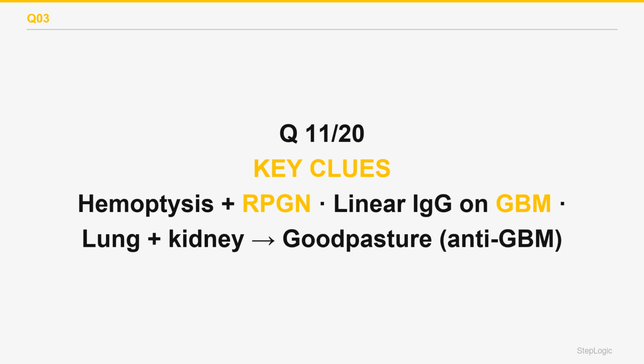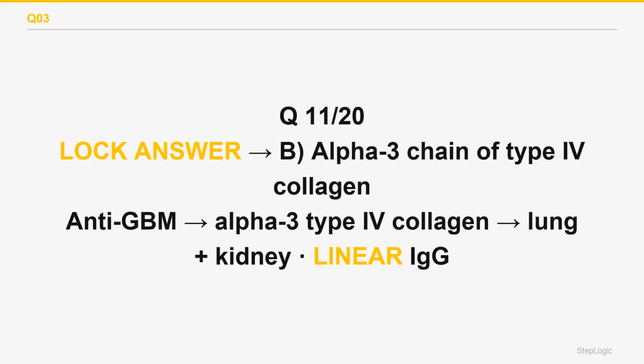This collagen is found in both the glomerular basement membrane and the alveolar basement membrane, which is why the disease attacks two organs: the kidneys, rapidly progressive glomerulonephritis with crescents, and the lungs, alveolar hemorrhage, hemoptysis. The linear pattern of IgG deposition on immunofluorescence is the signature. Antibody bound smoothly along the entire membrane.